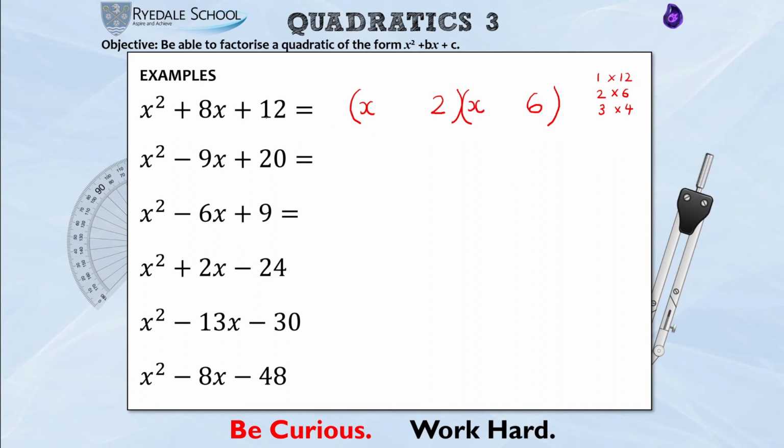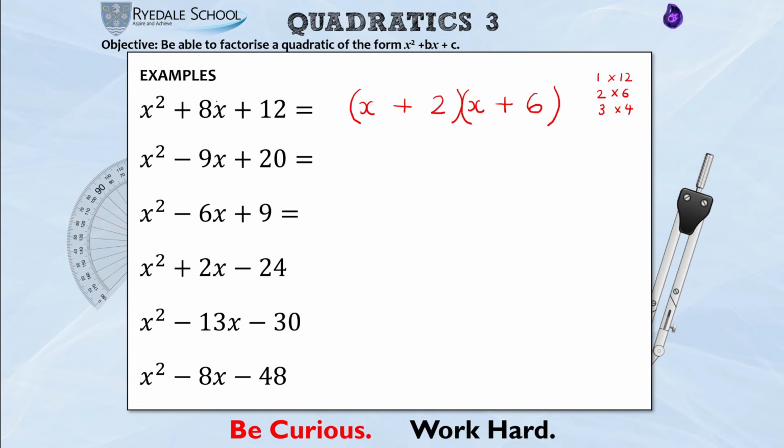What do I know about the signs? The plus 12 is telling me they are both the same, and because it is plus 8, I know both brackets are positive. Now remember, one thing that you can always do at the end is go back to this answer and multiply it out using first, outer, inner, last, and making sure that you get the same answer.